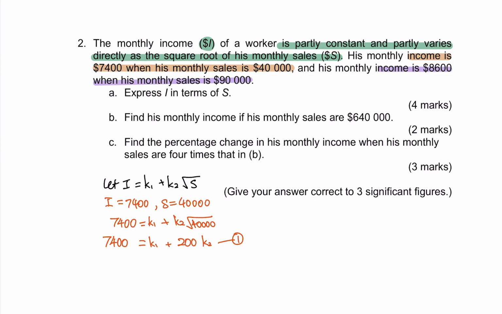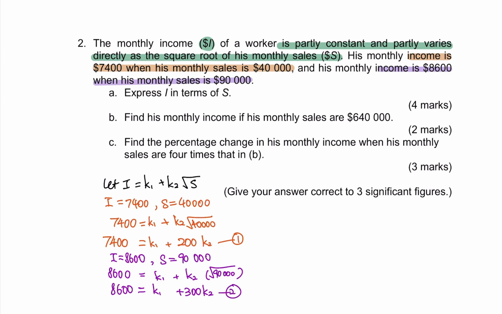You will know that there is income as this and the sales as 90k. So 8600 equals to k1 plus k2, square root 90k. And then square root 90k, what do you get? Yep, 300. So that's your second equation. Now that you have 2 equations, you can use your program, or if you don't have the program, what do we do? Then we have to see if these 2 equations, they have same unknown or not. They both have k1 already, so it's good. You can do something with it. What can you do?